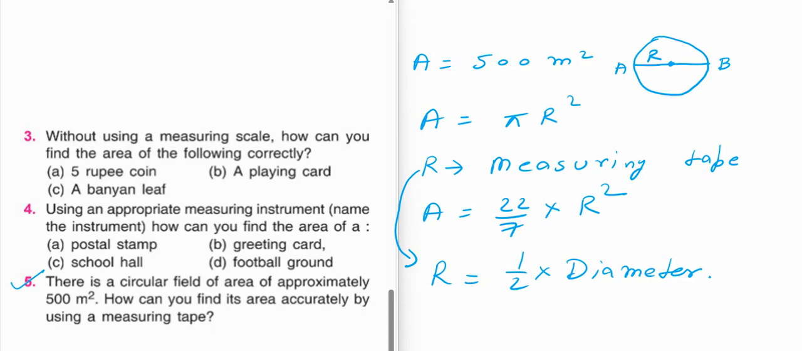So in question number 5, first of all, you will find the diameter of the circular field. Then you will divide the diameter by 2. You will get the radius, and after getting the radius, you will apply this formula. So area of the field may be calculated.